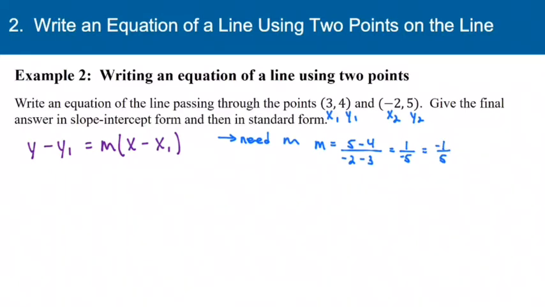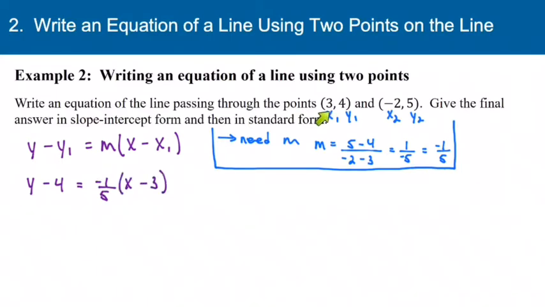And now we are ready to use the point slope formula. And the good news is that we can choose to use either point that looks convenient to us. All we need is the slope and 1 point, but we have 2 points, so we can choose which one we like. I'm going to use 3, 4, just so I don't have to deal with that negative there. So our point slope formula is going to say y minus 4 equals negative 1/5 times x minus 3.